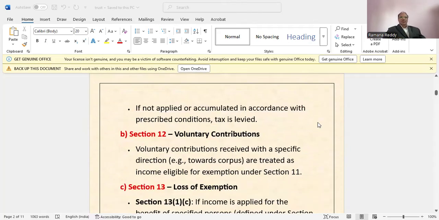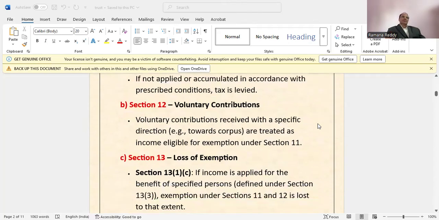Now we will see Section 12, that is voluntary contributions. Voluntary contributions received with a specific direction, for example towards corpus, are treated as income eligible for exemption under Section 11.